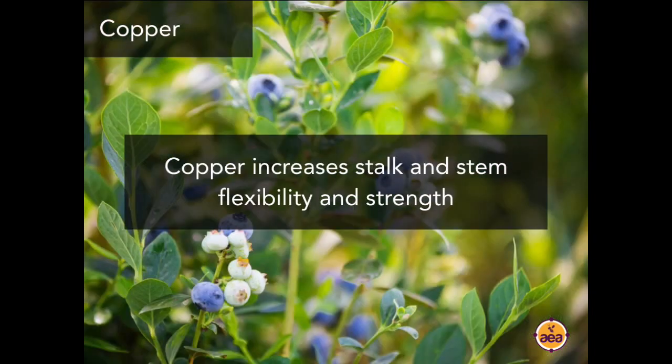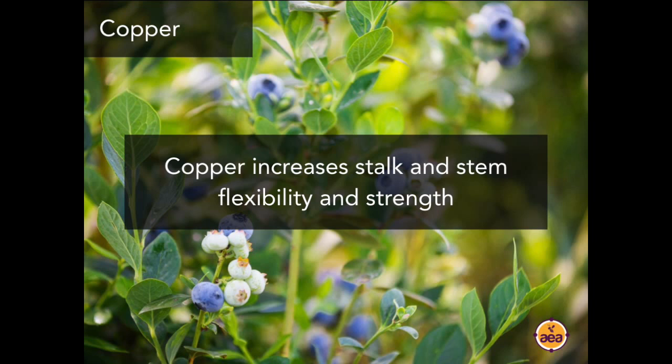When we look at copper, the one management characteristic that we think of when thinking about copper is that it provides cell elasticity and stem elasticity and fruit skin elasticity.